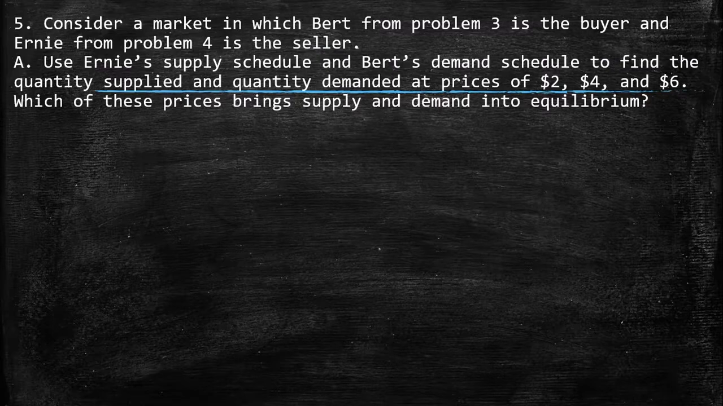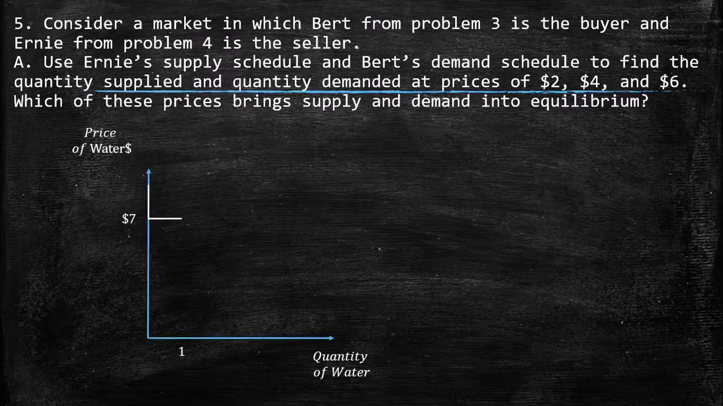5. Consider a market in which Bert from problem 3 is the buyer and Ernie from problem 4 is the seller. A. Use Ernie's supply schedule and Bert's demand schedule to find the quantity supplied and quantity demanded at prices $2, $4, and $6. Which of these prices brings supply and demand into equilibrium?